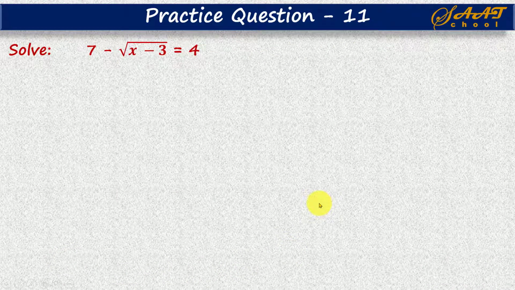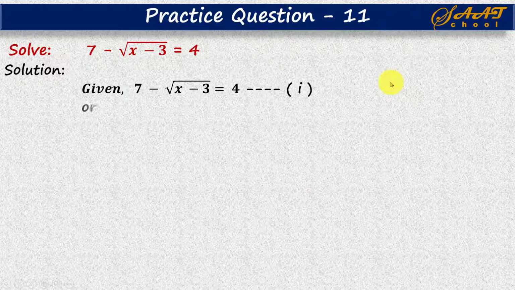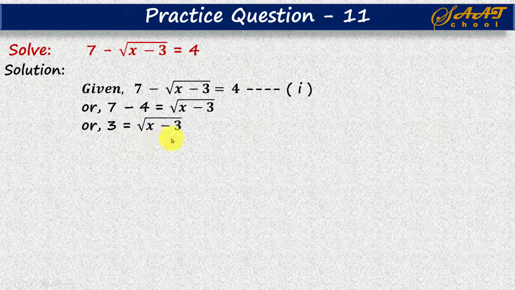Now here is practice question 11. The first step is to keep the term containing the root on one side, meaning you can shift this root to the right hand side and this one to the left hand side. So the given equation is 7 minus square root of x minus 3 equals 4. Now you can shift the root to the right hand side and this 4 to the left hand side, which gives 3 equals square root of x minus 3.